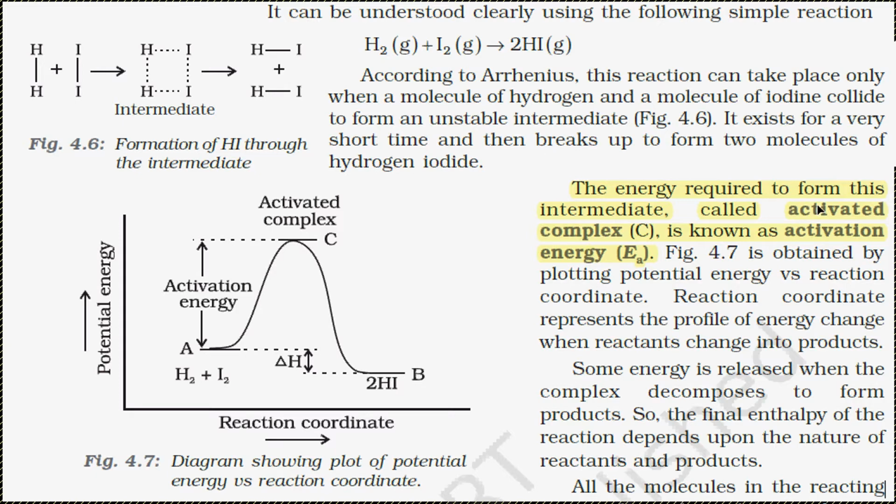The energy required to form this intermediate, called the activated complex, is known as the activation energy Ea. Here in figure 4.7, the diagram shows a plot of potential energy versus reaction coordinate. Now over here you can see the activated complex is formed and finally you get the product 2HI. The energy required to form the activated complex is called the activation energy.